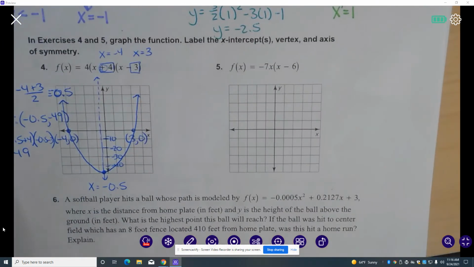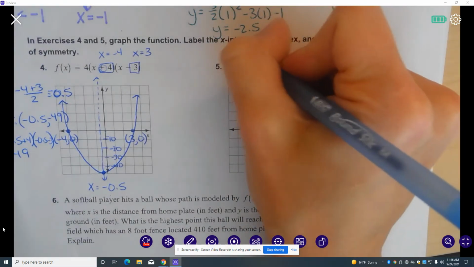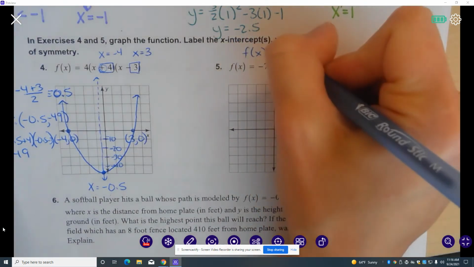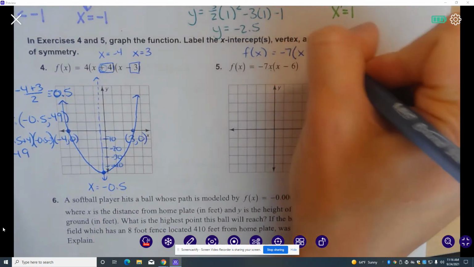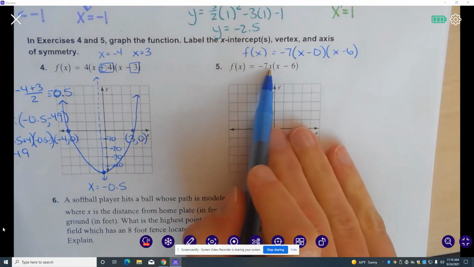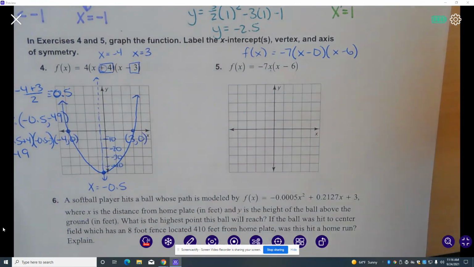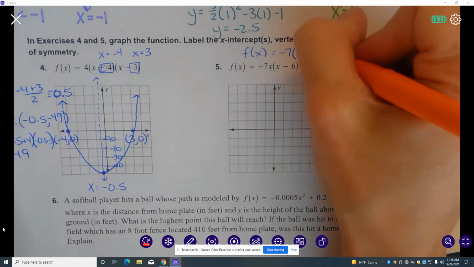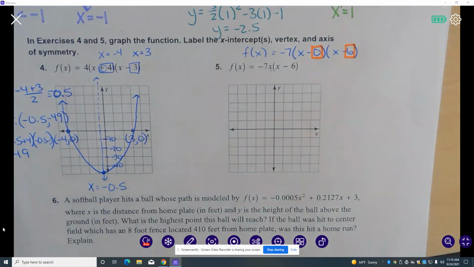And number 5, this is still in intercept form. You'll see that there's an x here. If it helps, you could imagine rewriting this as f of x equals negative 7 times x minus 0 times x minus 6. Right? So that x got simplified here. Right? So I'm going to identify my x-intercepts. Remember, I'm going to use these numbers here to help me get my x-intercepts, right?